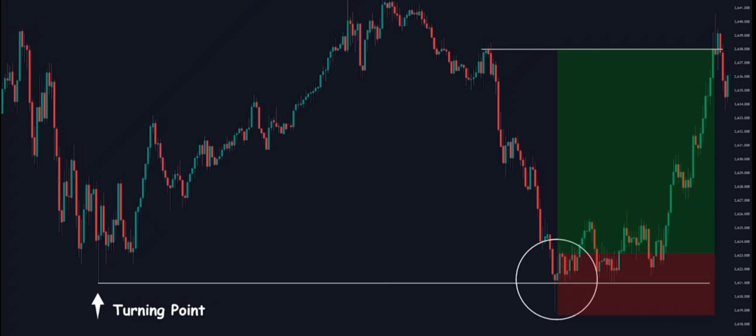By using these steps, you can effectively incorporate turning points and their associated liquidity dynamics into your trading strategy.